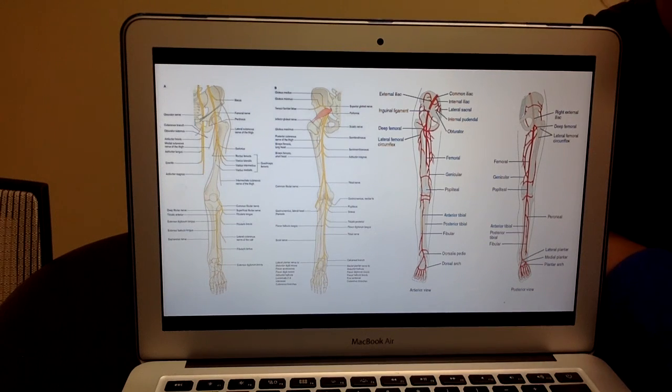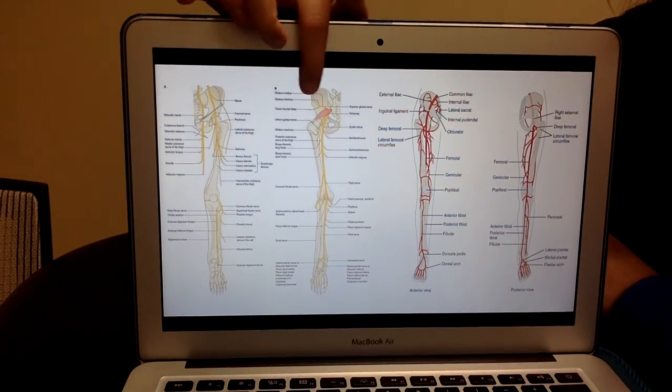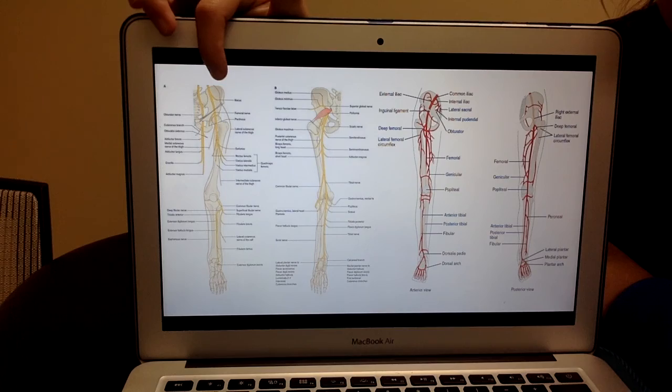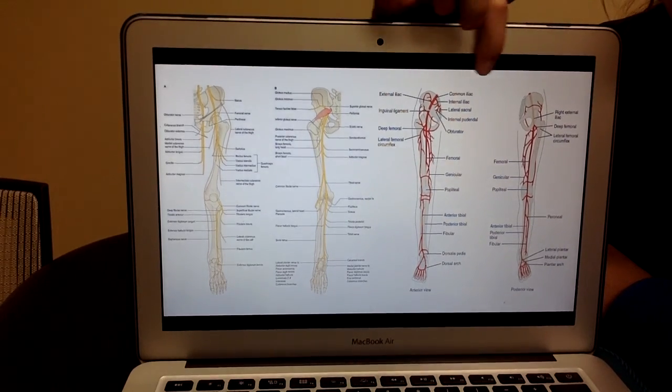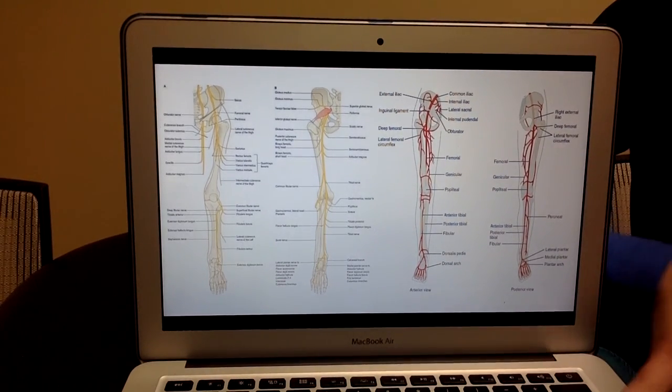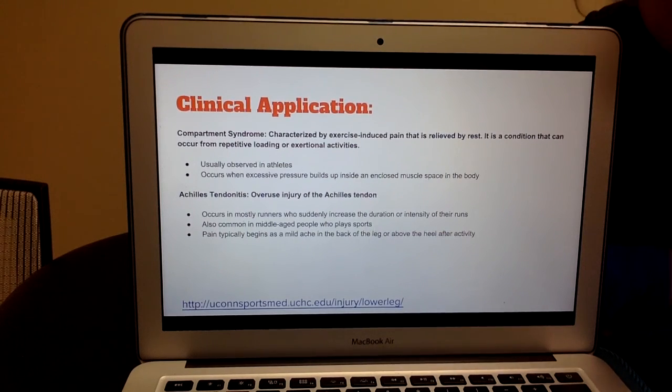And then this slide just shows all the nerves from the top of the leg down, and then again all the arteries as well. In terms of clinical application, there's quite a few things you're going to find in the lower leg that you may see when you have patients coming into the clinic as future PTs.